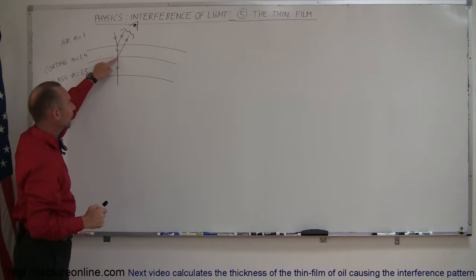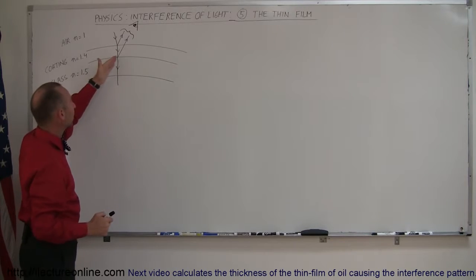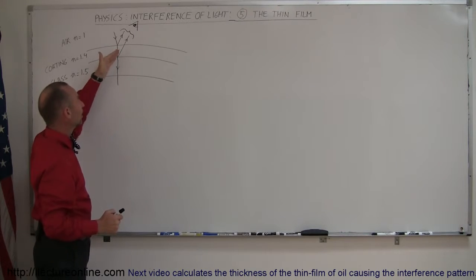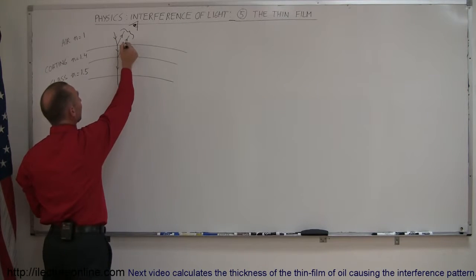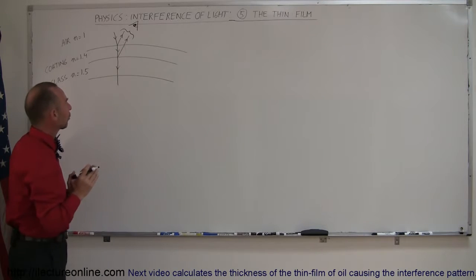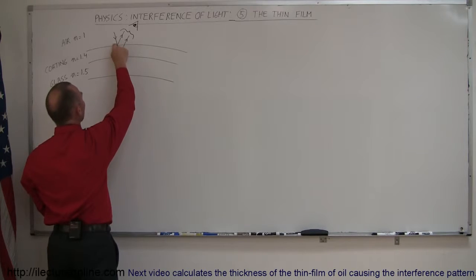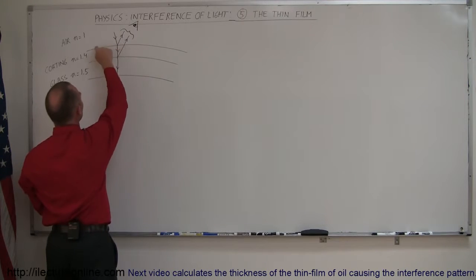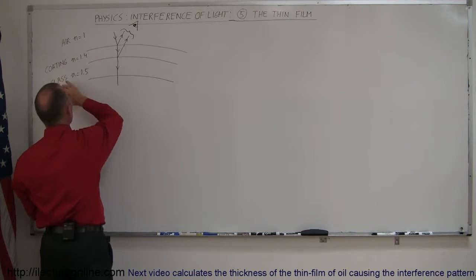Then when you get to the other side of that boundary, again, part of the light will be refracted into the glass and part of the light will be reflected off of this boundary. And to be honest, of course, at this point, some of the light will also be reflected again, but we're going to ignore that portion of it. We're only going to take a look at the reflected light off the first boundary between the air and the coating, and then we're going to look at the reflected light that comes off the boundary between the coating and the glass.